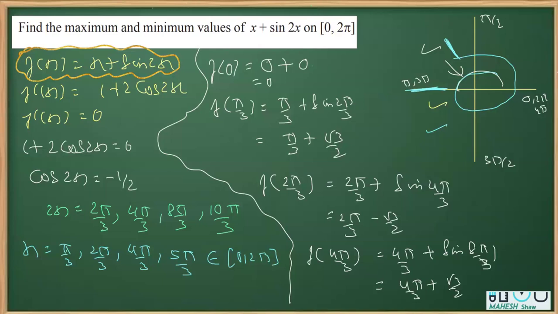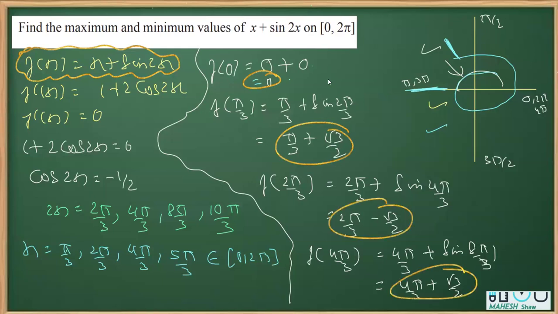Let me just figure out what are the angles we got. The values we got: number one here as 0, this is 1, second, third, fourth. 2 are left.